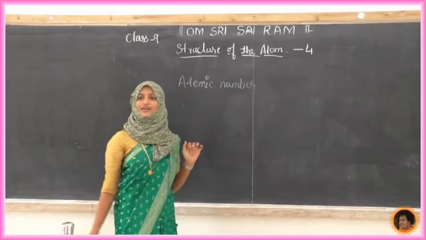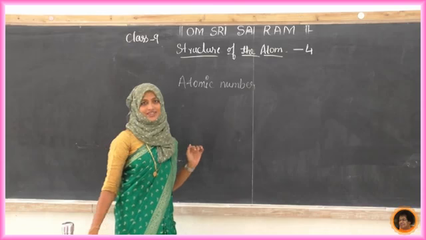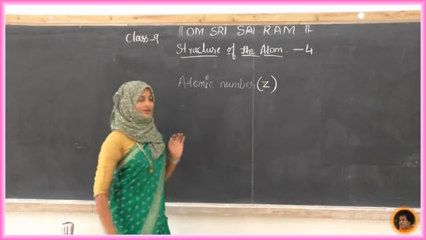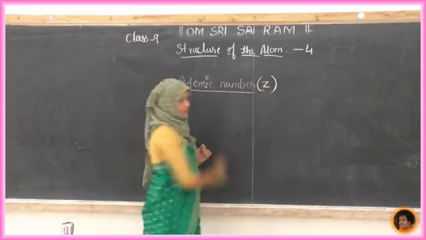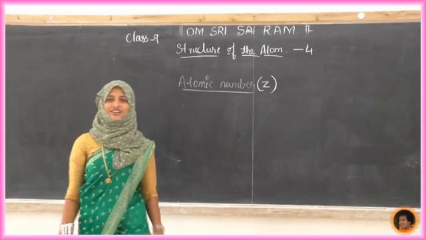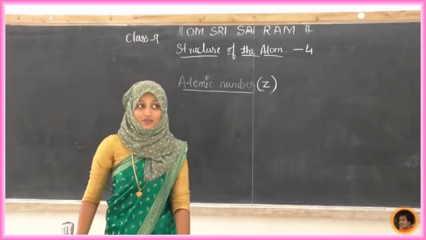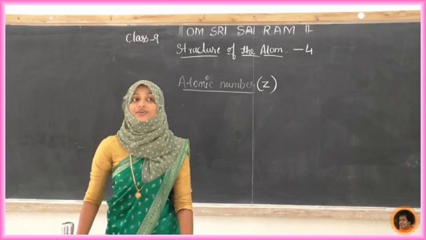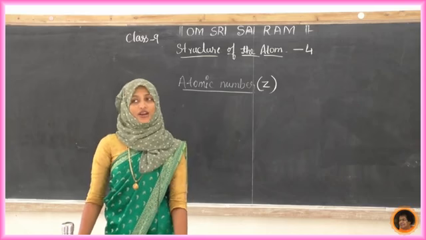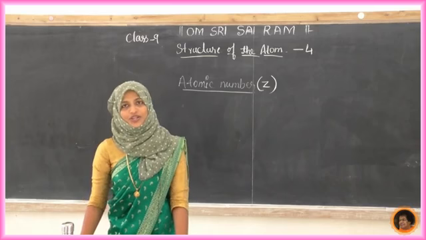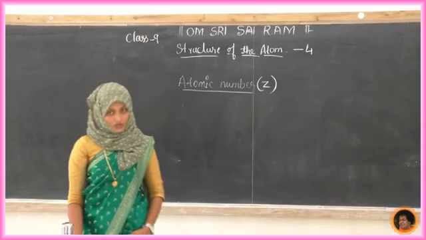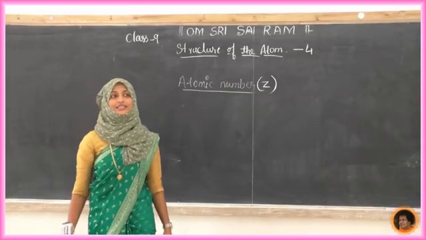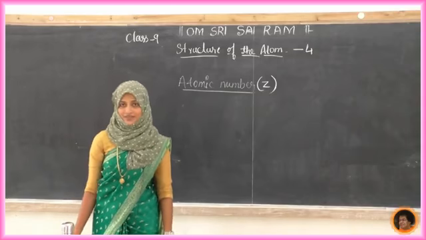In which symbol are we representing this? Yes, in the last class we came to know that it is Z, the atomic number. Now tell me, what is this atomic number? From where are we getting this atomic number? Yes, atomic number means the total number of protons present in the nucleus of an atom. The total number of protons present in the nucleus of an atom is called the atomic number.